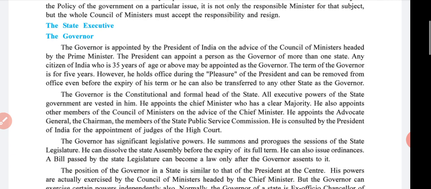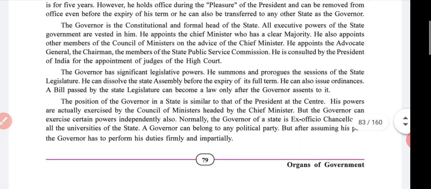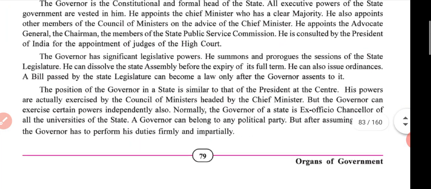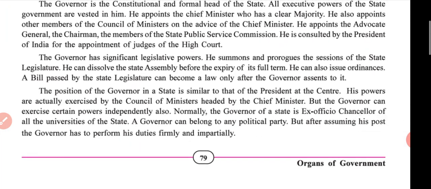And who appoints a judge of the Supreme Court? Remember all? The President. Right? Then a governor. Just a minute, I will zoom in for you.